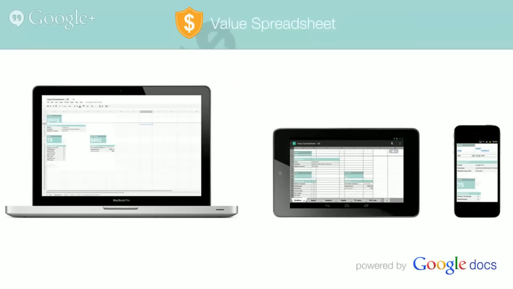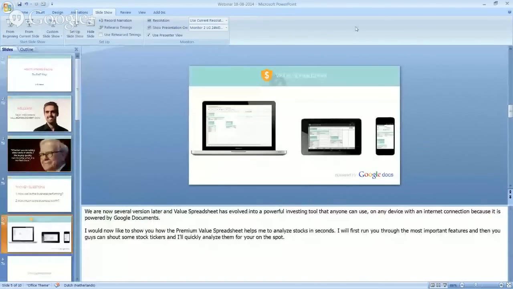And it has really evolved into a powerful investing tool that anyone can use on any device with an internet connection, because it is powered by Google Documents. And I would now like to show you how the Premium Value Spreadsheet helps me to analyze stocks. I will first run you through the most important features, and after that you guys can shout some ticker symbols. So let me close the presentation and open up the spreadsheet.